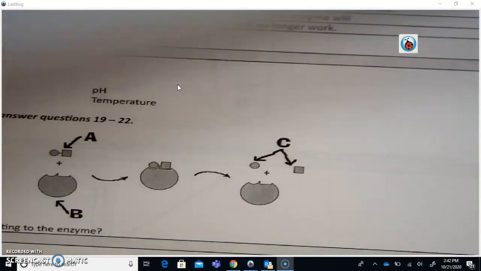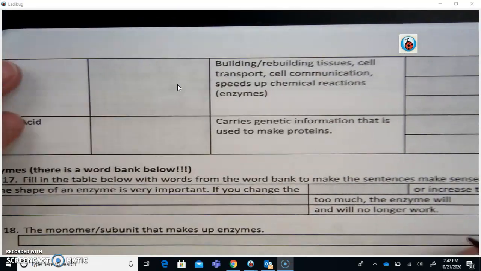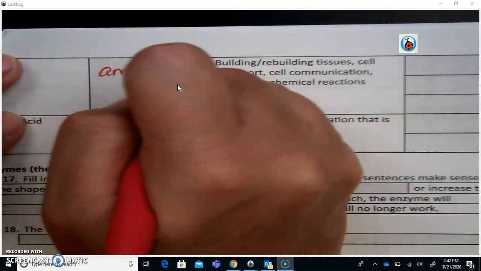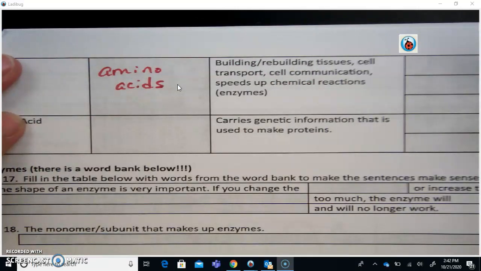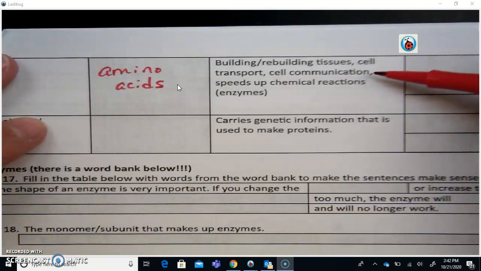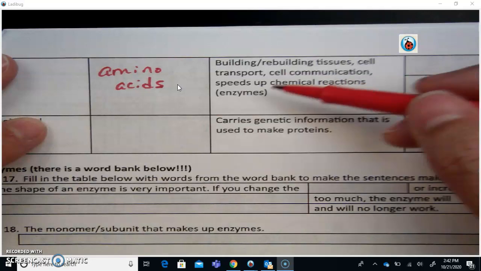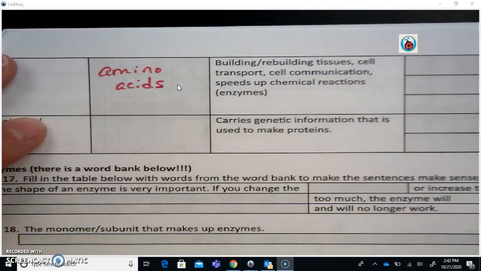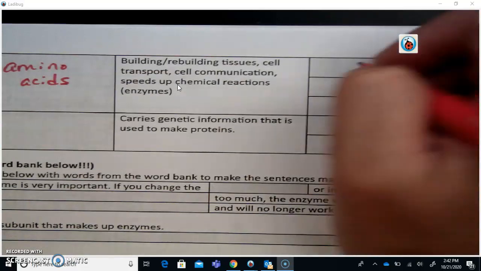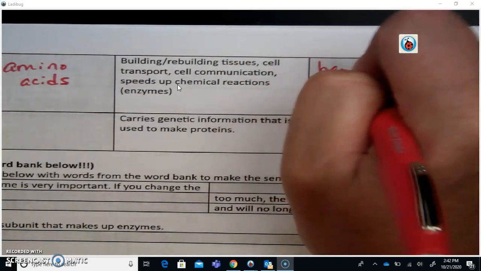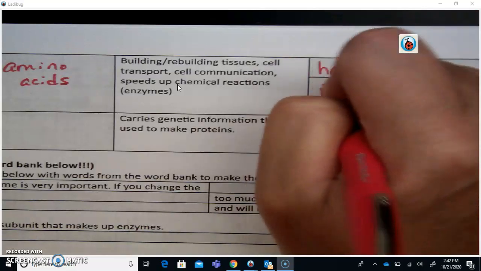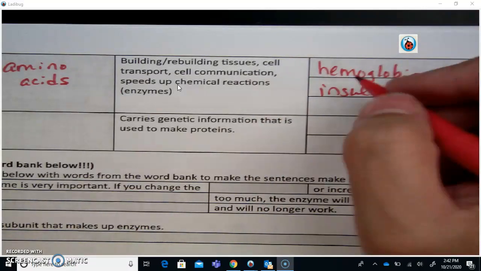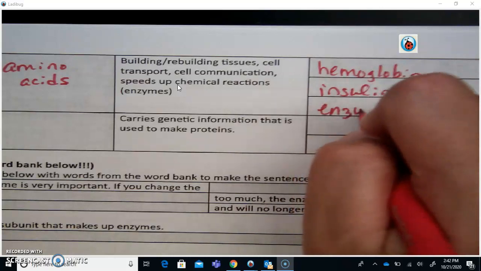The next page. Proteins, the monomers that make up proteins are called amino acids. Proteins have lots of functions. Of course, they help make up your tissues, your hair, muscle, skin, nails, cell transport, cell communication, because some hormones are also proteins. And also some proteins are enzymes which speed up chemical reactions. Some examples include hemoglobin, insulin, and enzymes.